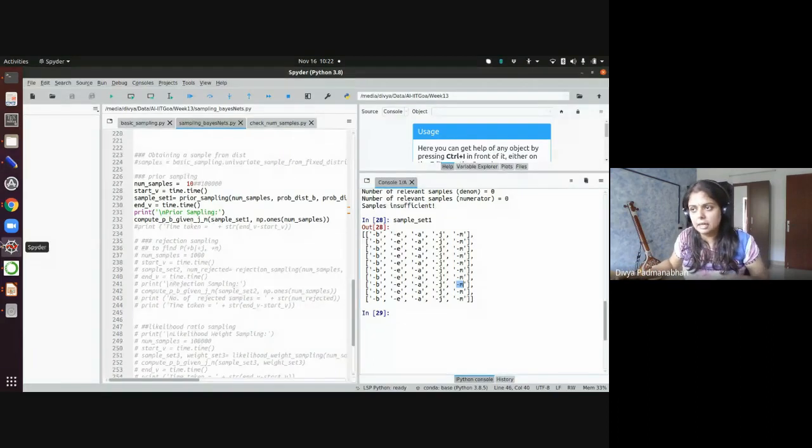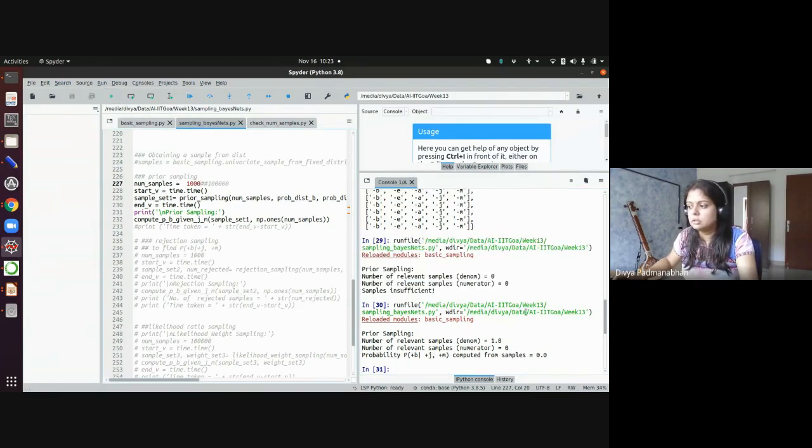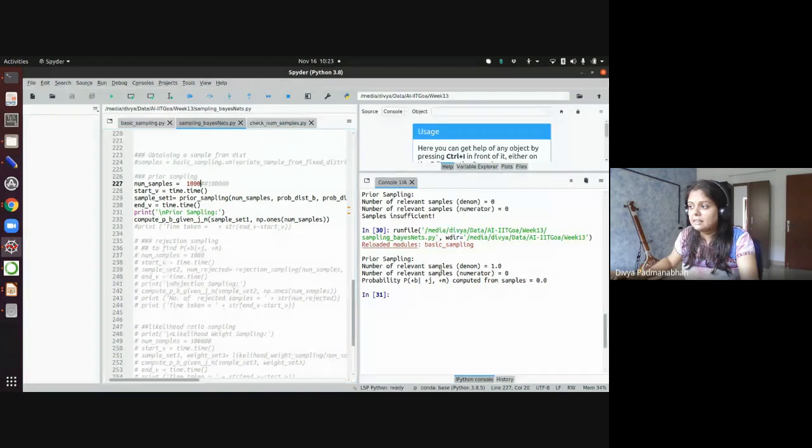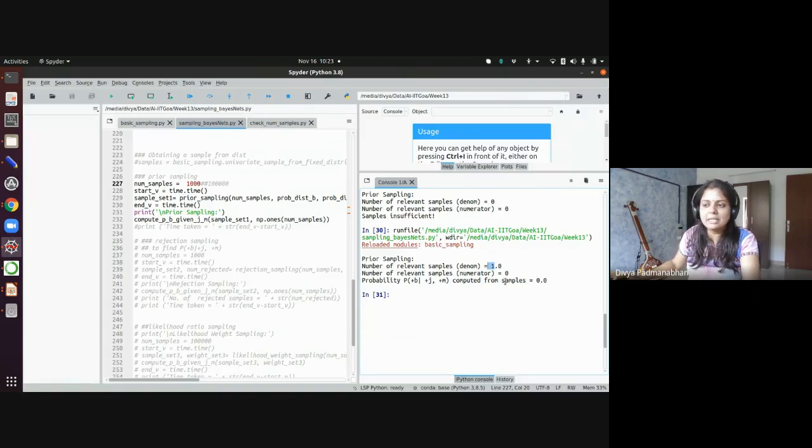Let's try to increase the number of samples. Maybe that helps. Again, the number of samples is insufficient. Here I've printed the number of samples I got for the numerator and denominator. These are all 0. 100 is not enough. Let's see 1000. Now when I ran 1000 times, I got one relevant sample, which had a plus j plus n and a minus b. So I would conclude this probability is 0.